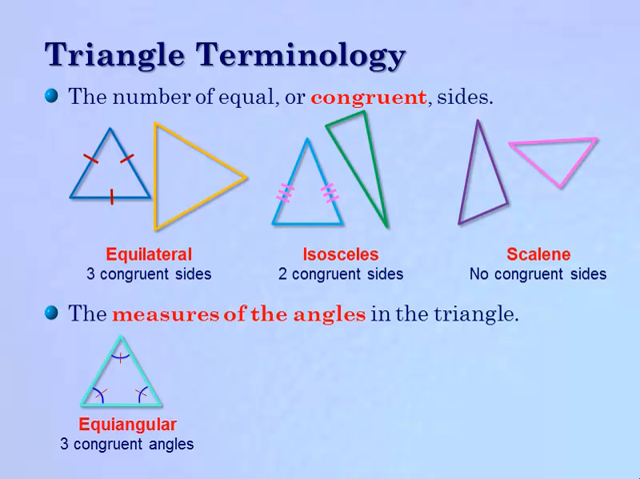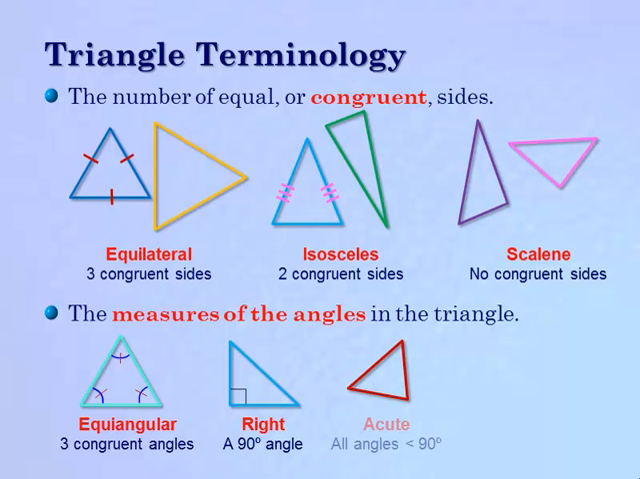The measures of the angles of the triangle, there's another way of describing triangles. There's equiangular triangles, which have 3 congruent angles. We have right triangle that has a 90-degree angle in it. Those are very common and very useful. We have acute triangles, where all the angles in the triangle are less than 90 degrees. And we have obtuse triangles, where one of the angles is greater than 90. Now, those terms aren't really so important that you can't exist without them, but if someone mentions to you that you have an acute triangle, now you'll know what it is.